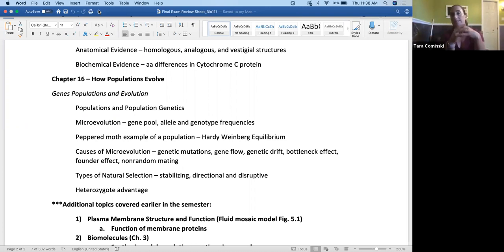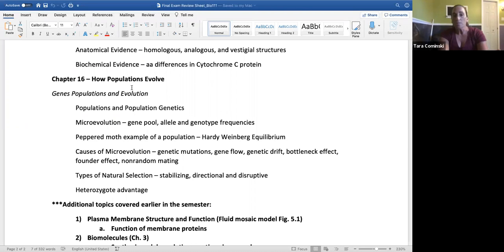The example that I give and that the book gives is this peppered moth population. But like I said, you can think about it with a human and a disease allele, okay? Makes it a little more interesting. It talks about what's necessary for a population to be in Hardy-Weinberg equilibrium, meaning there's nothing changing.